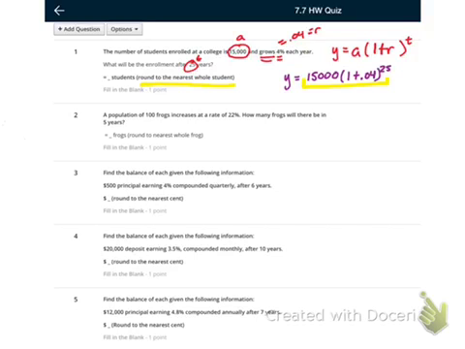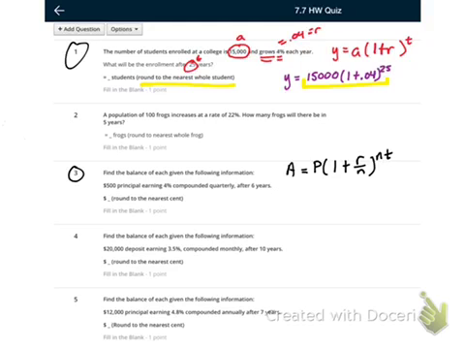So if we go down a little farther, we're going to see a problem here. It says find the balance with each of the following information. So we're now looking at question 3. Here, this is going to be a compound interest question. So the natural setup is A equals your principal times 1 plus your rate divided by how many times it's compounded, all raised to the n times t power. So it would be the number of times compounded times the number of years.